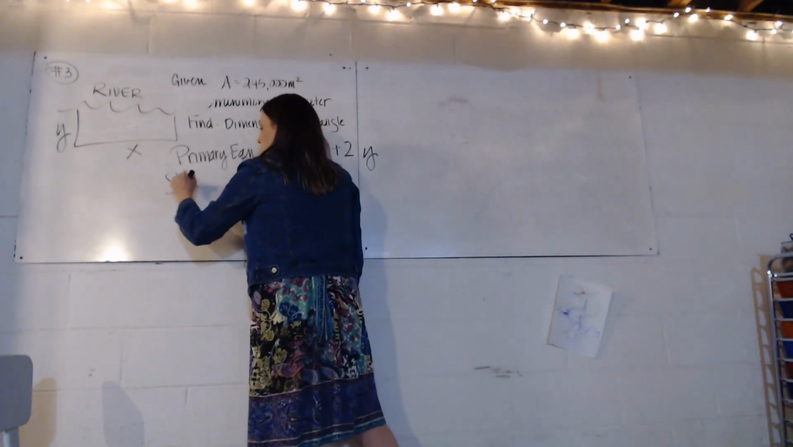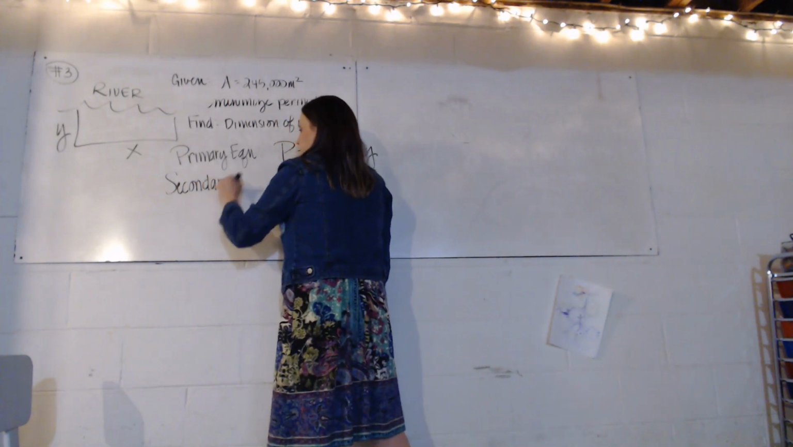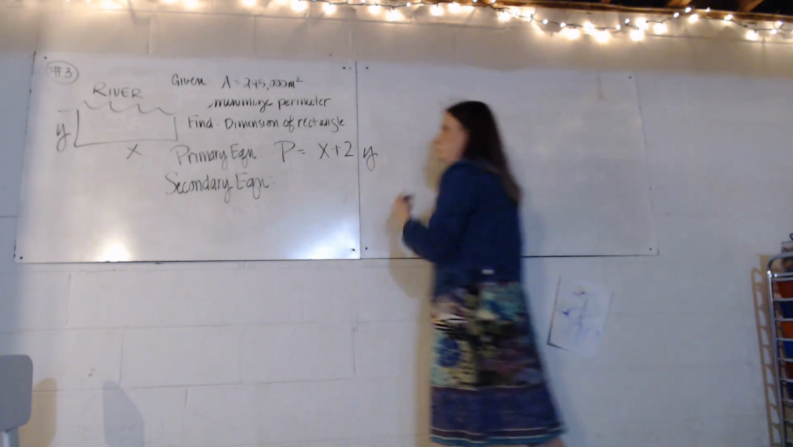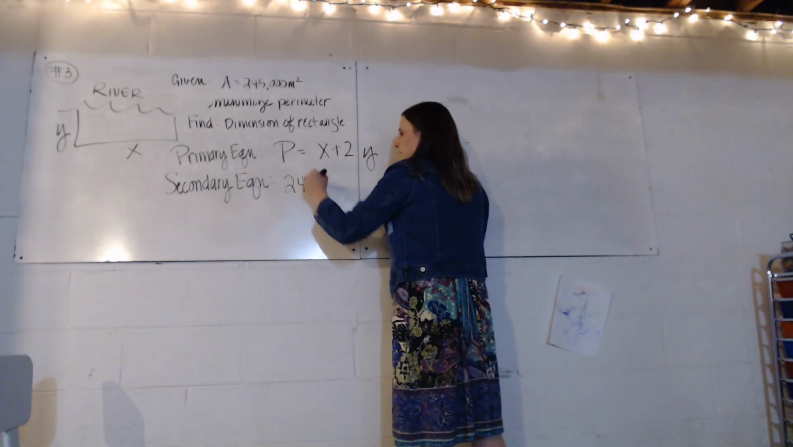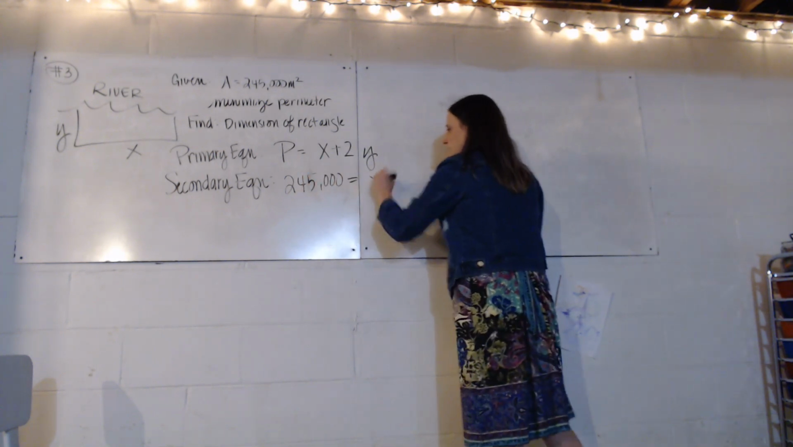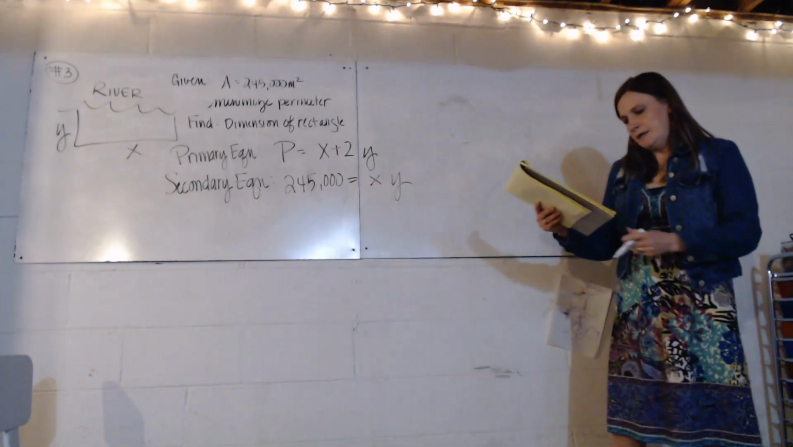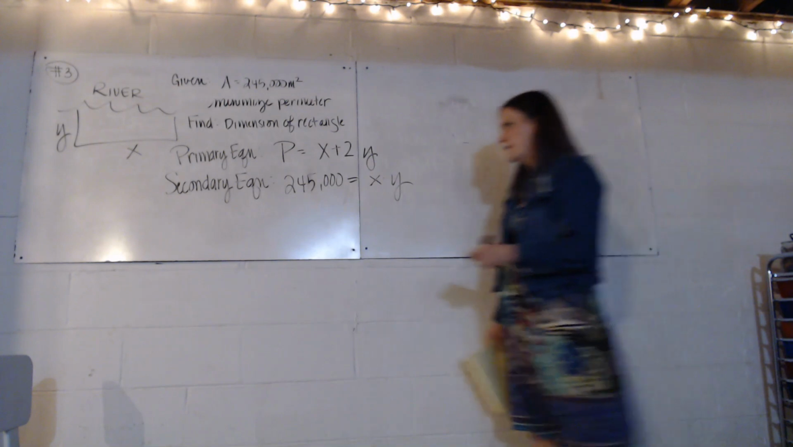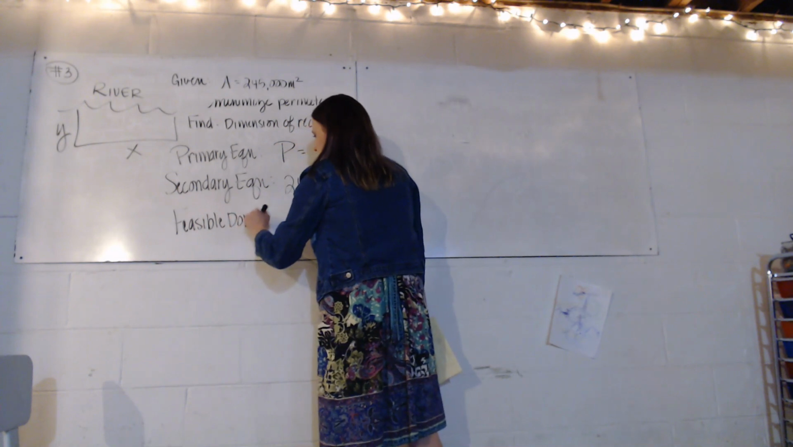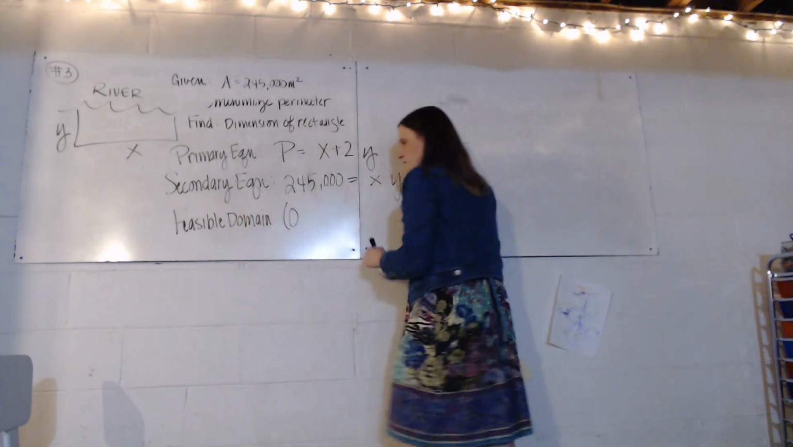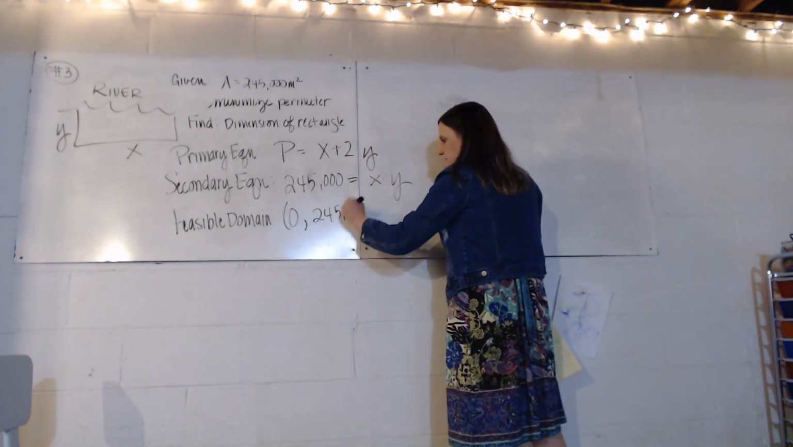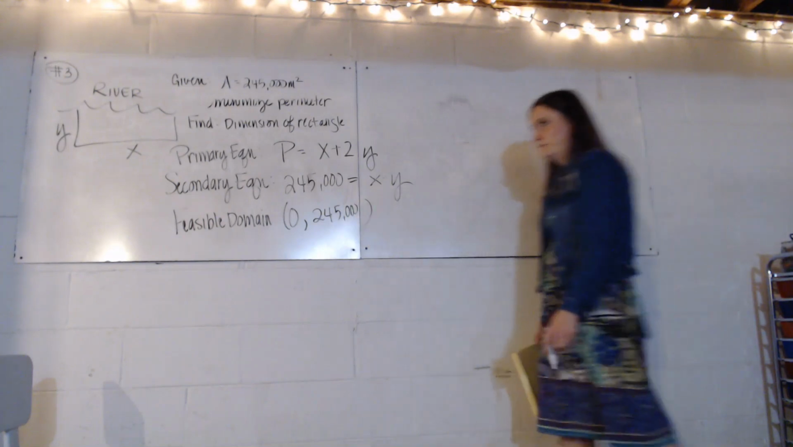So the secondary equation relates my two variables. I know that the area is 245,000 meters squared, and that would be equal to X times Y. And then feasible domain. Well, again, you're not going to have a negative length, so it's got to be something between 0 and, clearly, much less than 245,000. This was kind of how I was thinking. I get a little sloppy with my feasible domain.